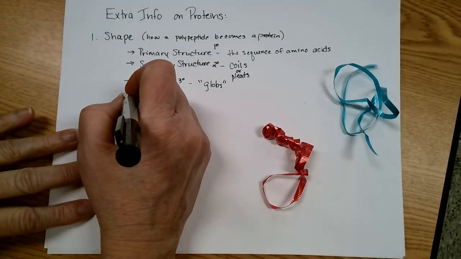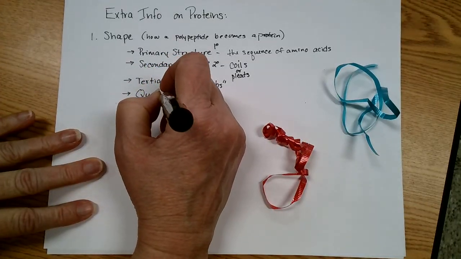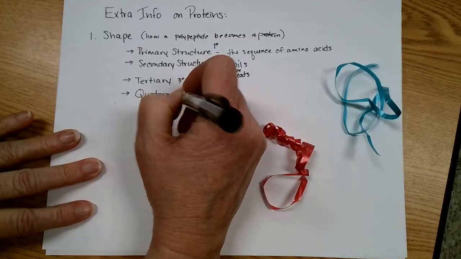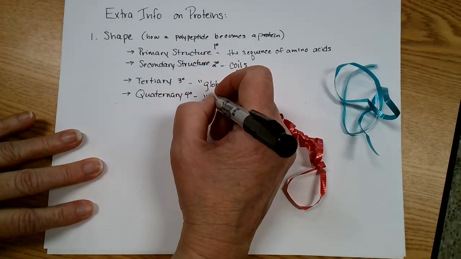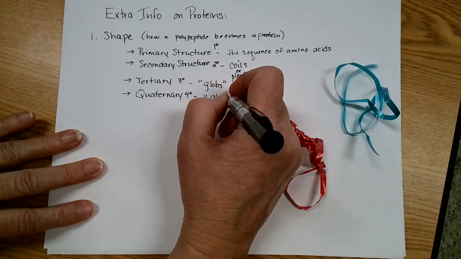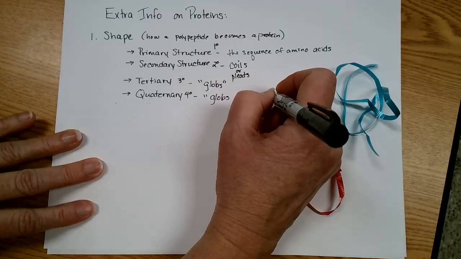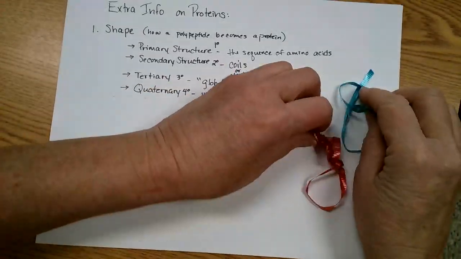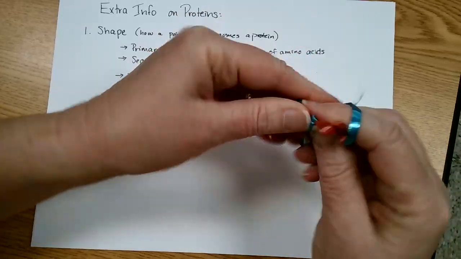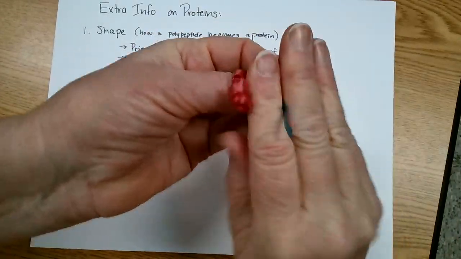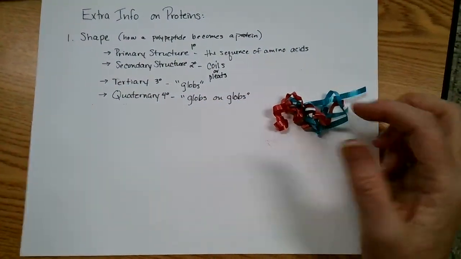Finally, the fourth, which is called quaternary, you can call it just the fourth level or 4 with a little degree, is what I call globs on globs. Globs on globs. When that happens, you take these two things and kind of tie them together. So we're going to glob the two things together. When you've got that, you have a very specific shape of a protein.